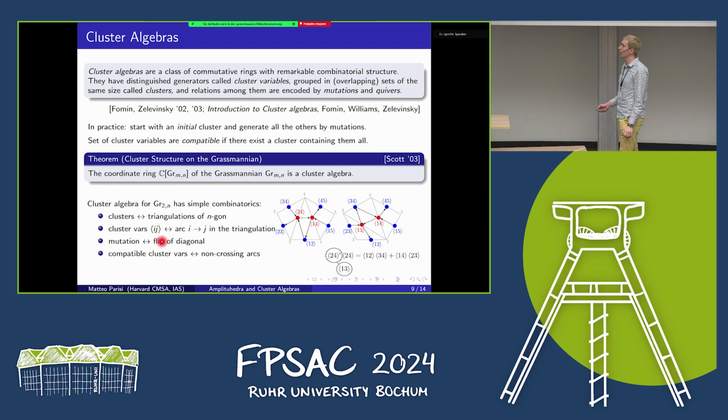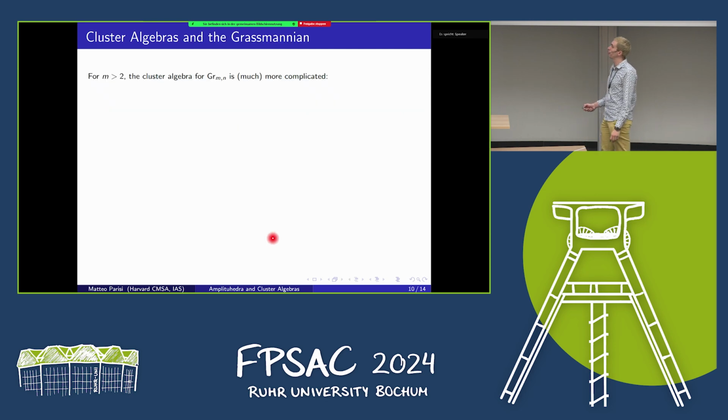Finally, we can also easily understand when a set of cluster variables is compatible, meaning that we can find them somewhere in a cluster. We just want to check that the set of cluster variables corresponds to non-crossing arcs in our polygon. So for example, 2,4 and 1,4 are compatible because they correspond to non-crossing arcs, but 2,4 and 1,3 are not compatible because they correspond to crossing arcs, and they will never appear together in a cluster. Okay, but for the purpose of today, I want to focus on m greater than 2.